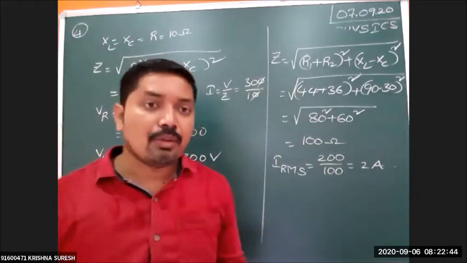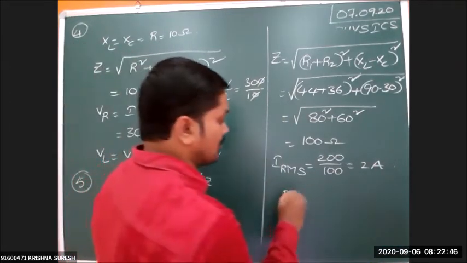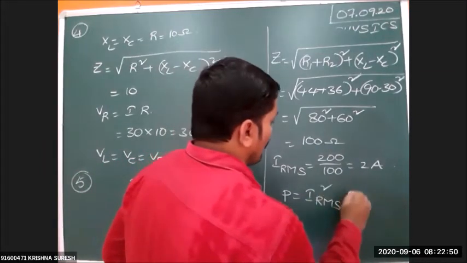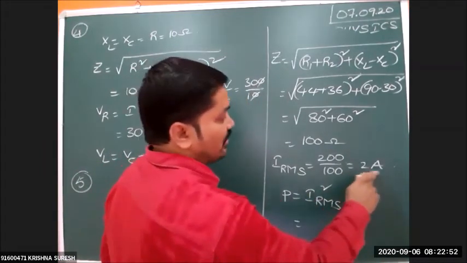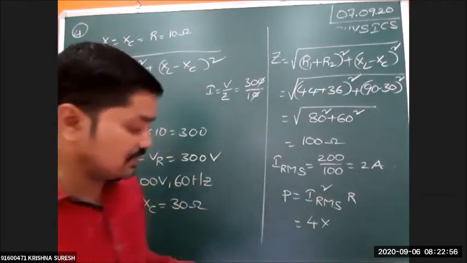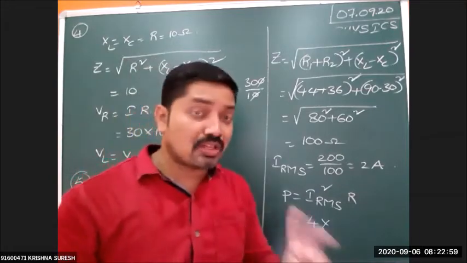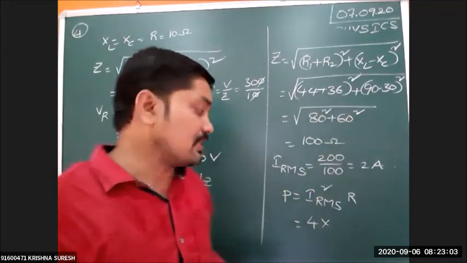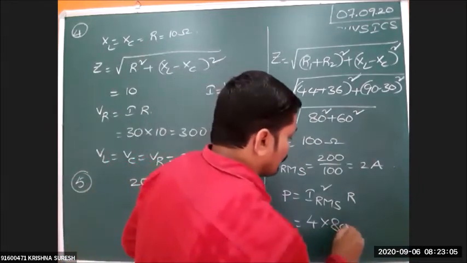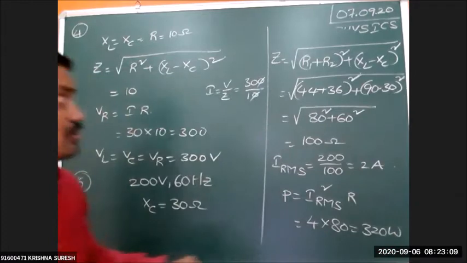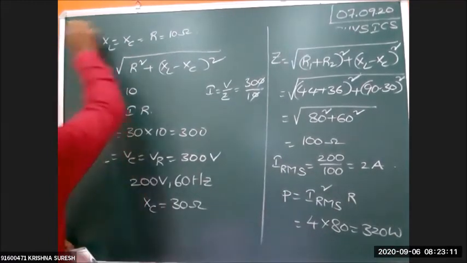Okay. Next, power. So power can be written as IRMS square into R. So IRMS square means how much? 2 square, that is 4. And resistance, two resistors are there that are connected in series. 44 plus 36, that is 80. So 4 into 80 is nothing but 320 watts. That is question number 5.